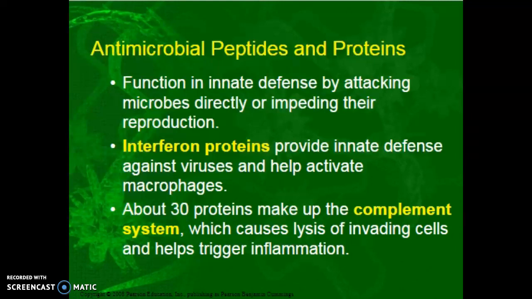Things along those lines. So we also have these things called antimicrobial peptides and proteins. You see there are about 30 proteins that make up the complement system, which is basically what provides your innate defense, if that makes any sense at all. Interferon proteins are going to basically defend against viruses, and they're going to activate the macrophages. They're kind of like the first line of defense, is what I'm getting at. If a pathogen makes it through your barrier defenses, then these peptides have a shot at taking them down.